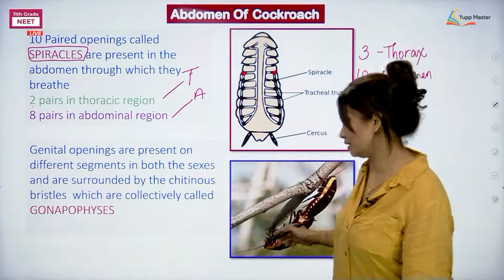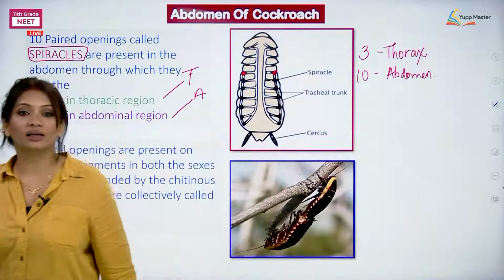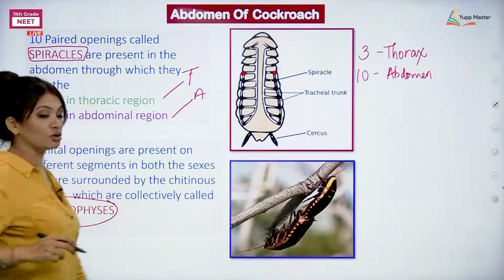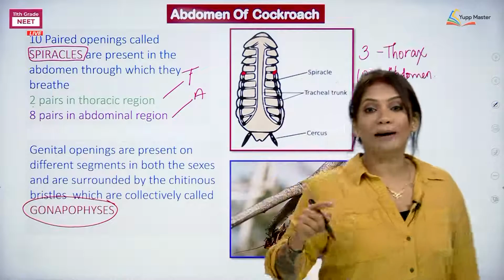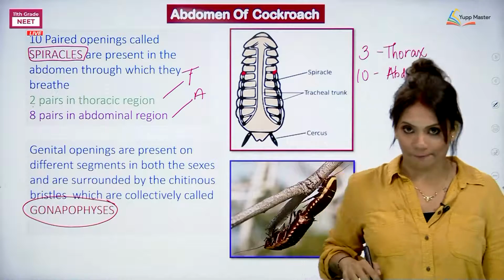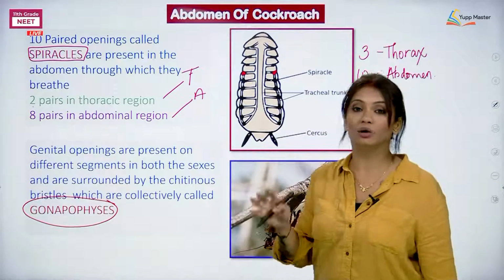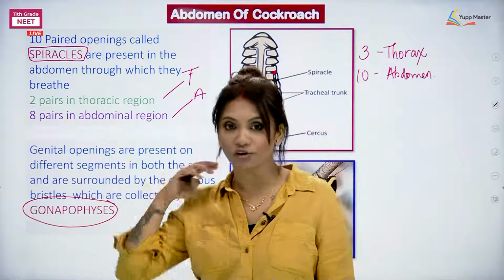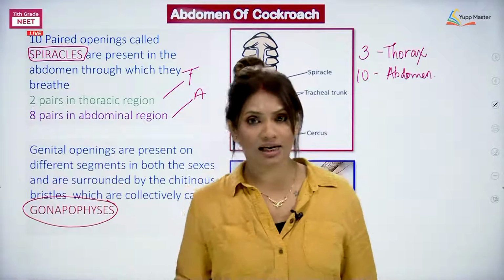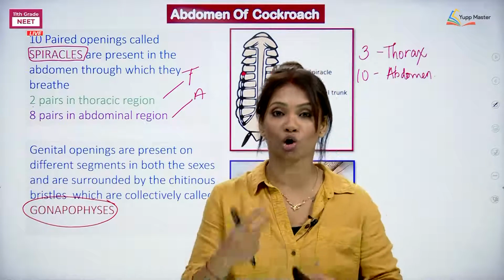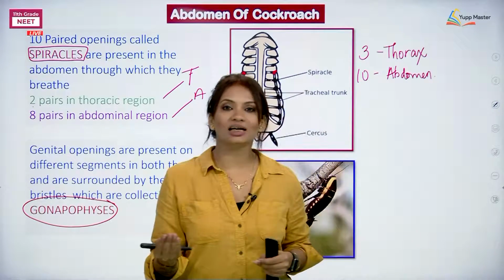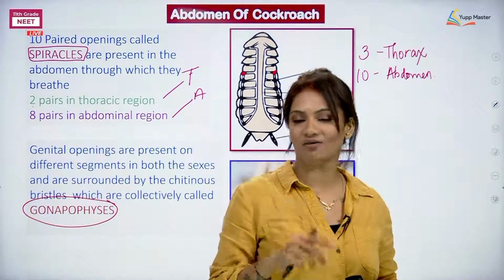So the genital openings are surrounded with bristles, and those bristles which are surrounding the opening are called, look at the name over here, it's a big word, gonapophysis. What are they called? Those bristles are called gonapophysis, which are surrounding the genital openings. So children, today we completed the whole external structure of the cockroach. We learned about the thorax, we learned about the abdomen part. In our next lecture, we'll be learning a little bit about how the cockroach locomotes, and we will be discussing the digestive system of the cockroach.